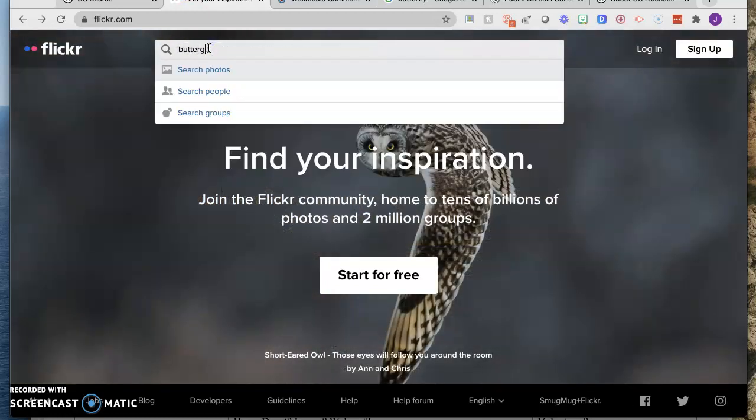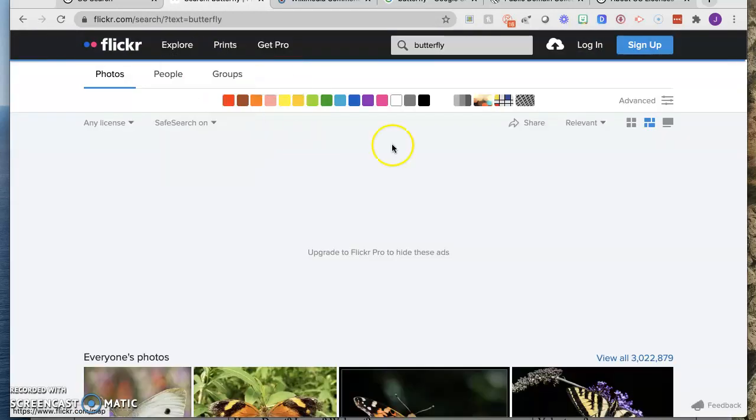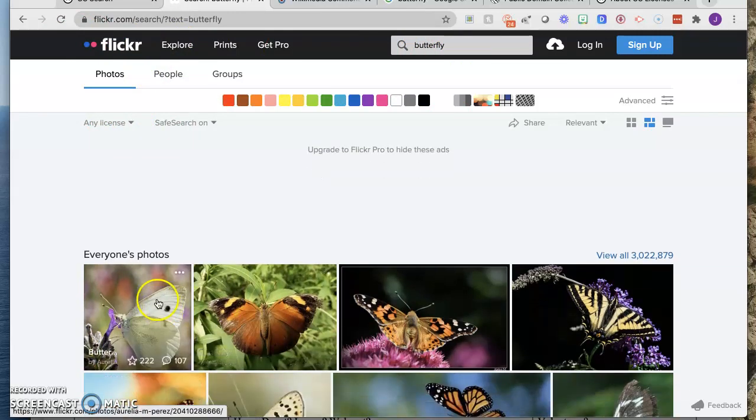Flickr is a little bit different. And again, I'm going to put in my search term. Oops, if I can type. In this case, butterfly. And I just started in the homepage of Flickr. You could actually start with Flickr Explore. There's other ways to get in. But once I get into this page and I typed in butterfly, let me show you a quick example.